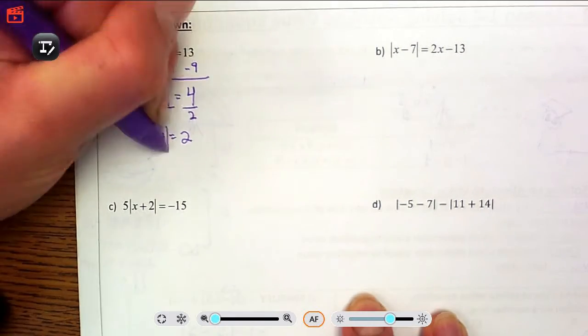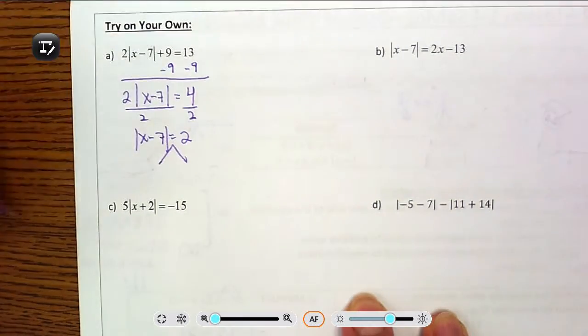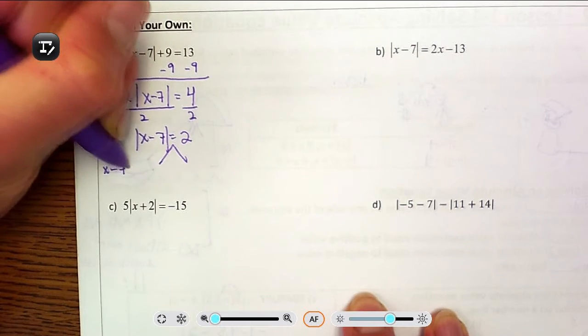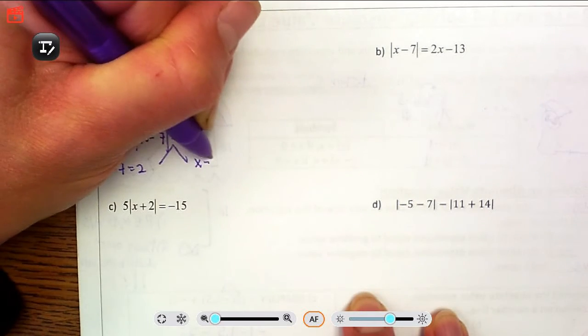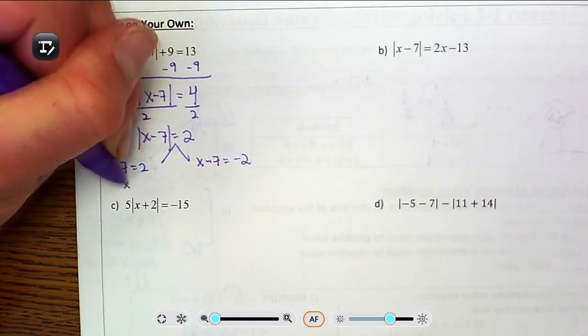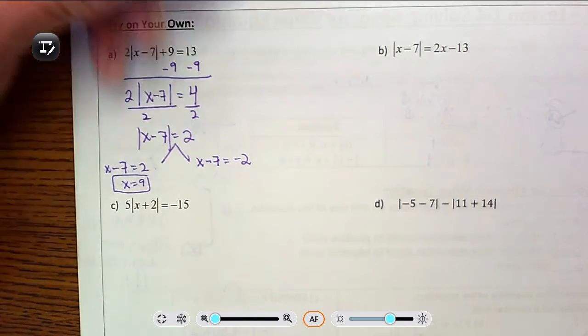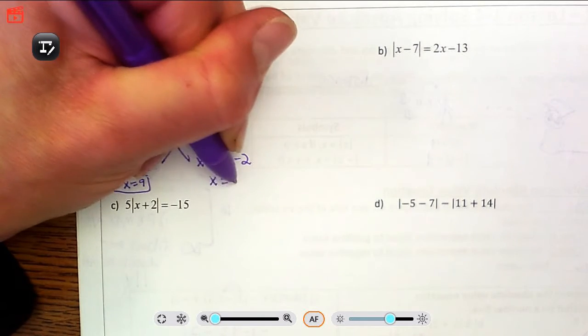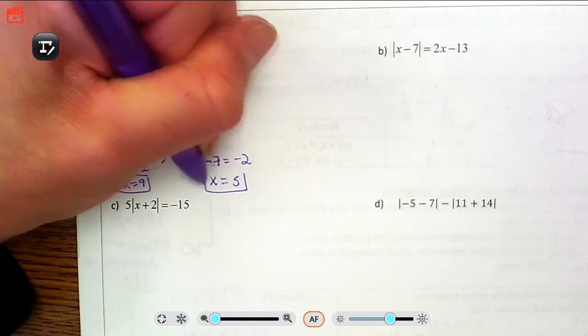And then take 2 cases. X minus 7 equals 2. X minus 7 equals negative 2. And solve. Add 7 over. X equals 9. Add 7 over. X equals 5.